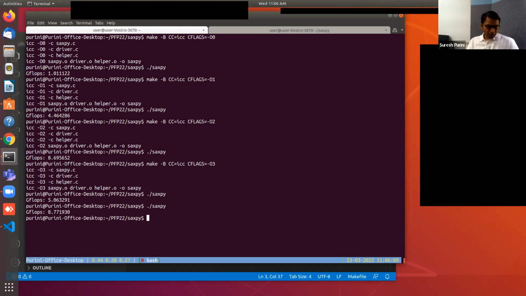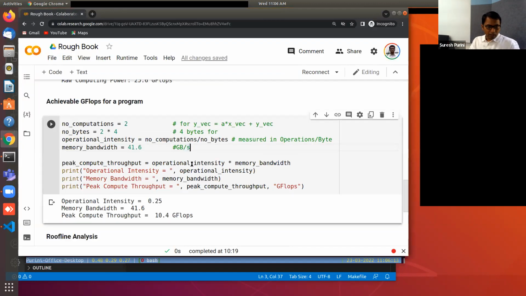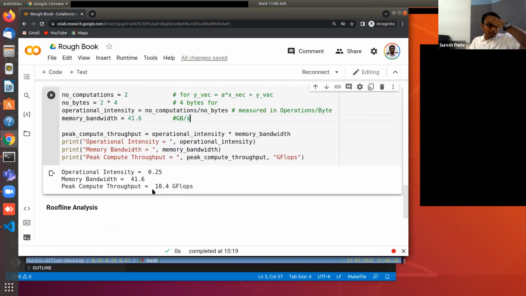And if you see where we are, this is where we are. You can see here that the operational intensity is 0.5 and memory bandwidth is 41.6, and the peak compute throughput that is available is 10.4. So we are close, right? Because the achievable memory bandwidth, if you recall from the last class, when we used the STREAM benchmark, we are not able to get this 41. What we are able to get, if I recall, is something around 30, and that also with very fancy ICC options.